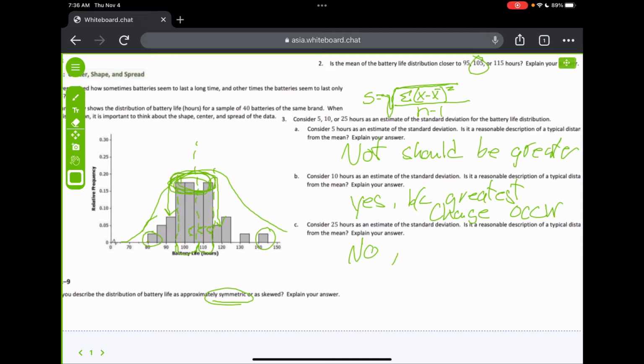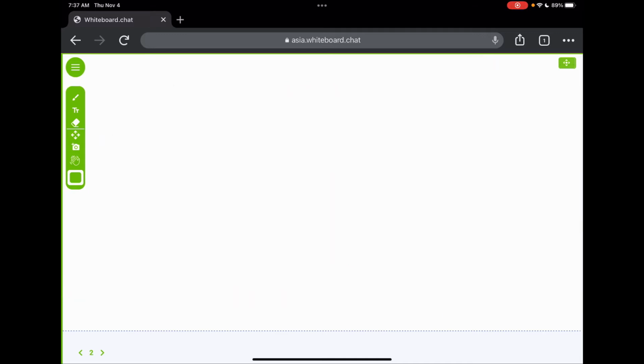because why? Well, if we go from 25 down to here, that covers all of it. 25 gets all the data below the mean. So that's not the typical number away from the mean. That's all the data away from the mean on the left side. Okay. All right, let's go to page 2.